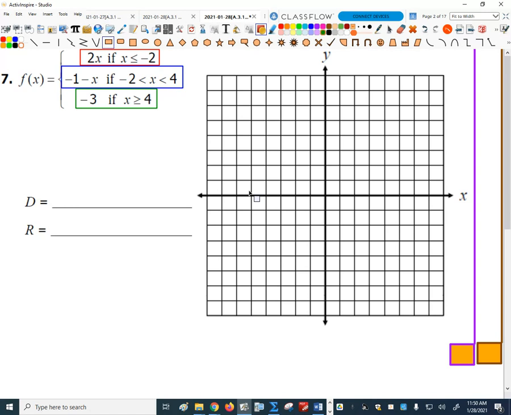What's the boundary value of x between the red and the blue pieces? What's going to be the boundary? What x value is the boundary between the red and the blue? Everybody just type it in chat or hold up fingers. What's the boundary there?